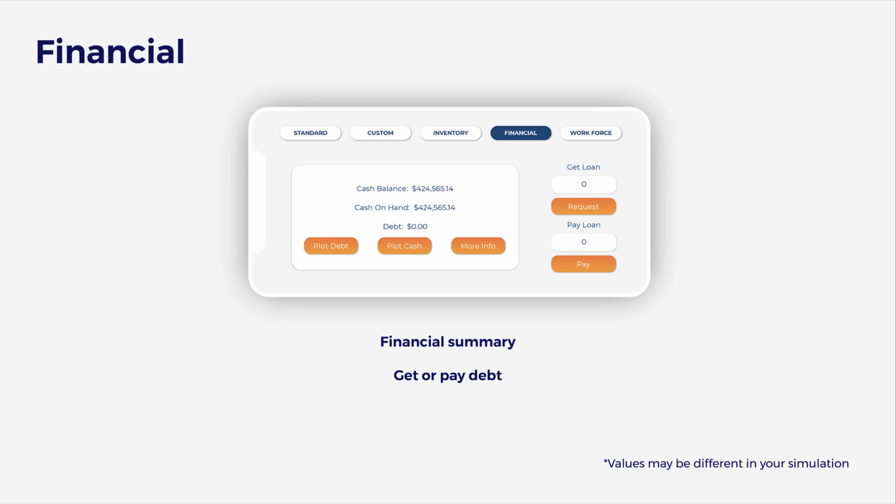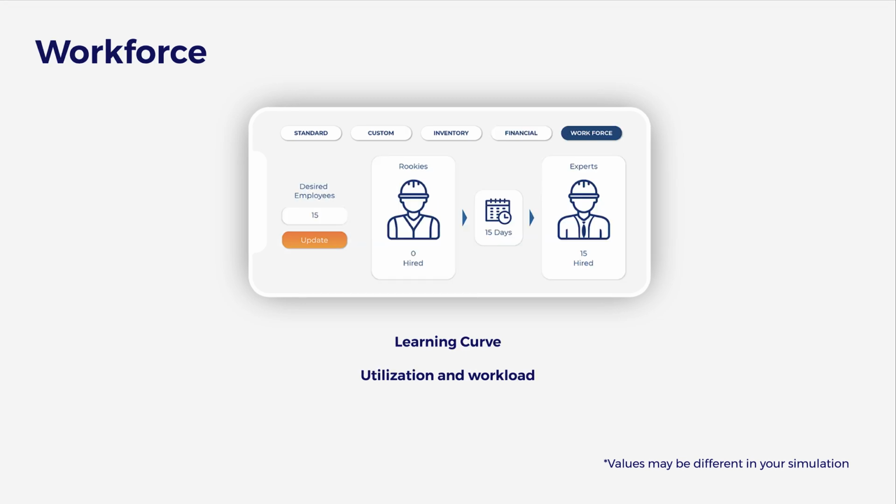Okay, and then the workforce, like I said, well, there is a little learning curve here. People enter as rookies, and it takes them 15 days to become fully acquainted with the operation, and they graduate after 15 days to the category of experts. There is no linear relation between salaries and expertise or productivity. Here you can set the number of people that you would like. The labor market is deep enough for you to hire as many people as you would like.